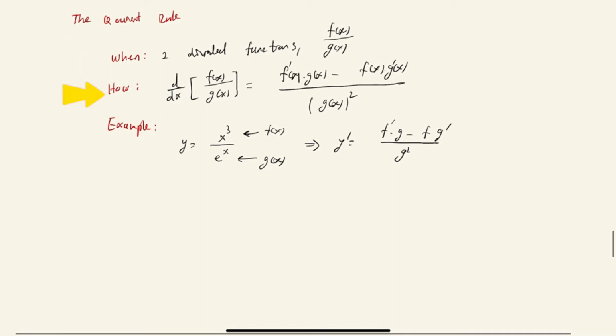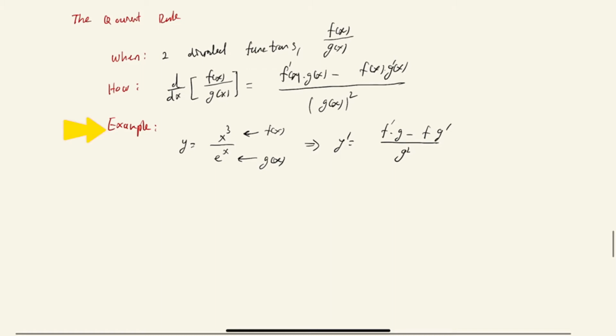The quotient rule applies when we have two functions divided, f of x divided by g of x. To take the derivative of that, it's going to be the derivative of the first function multiplied by the second function, minus the first function multiplied by the derivative of the second function, all over the second function squared.